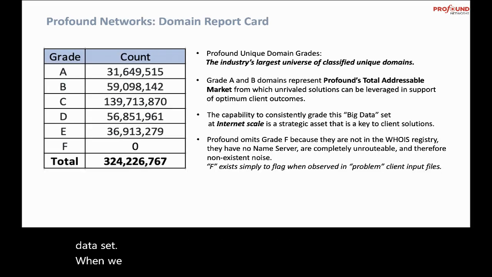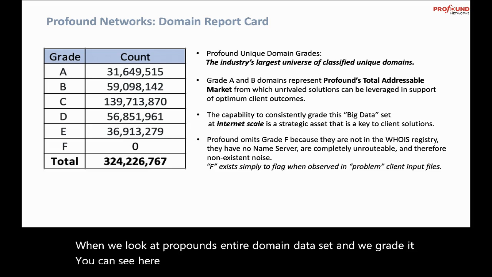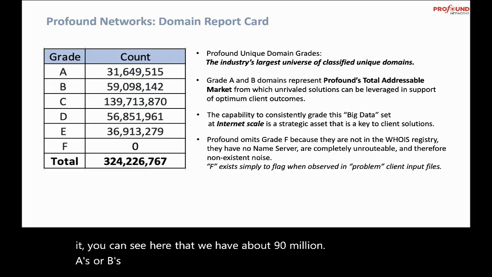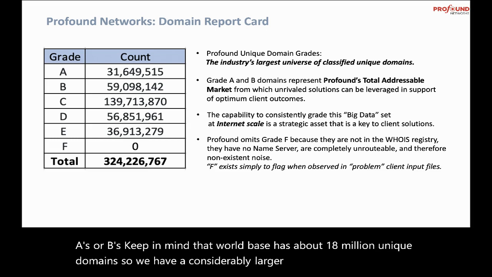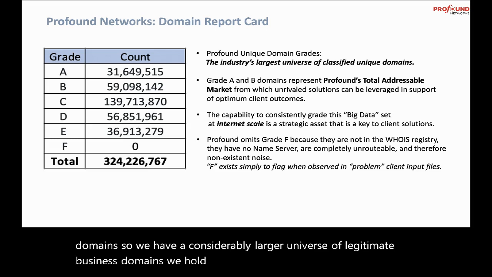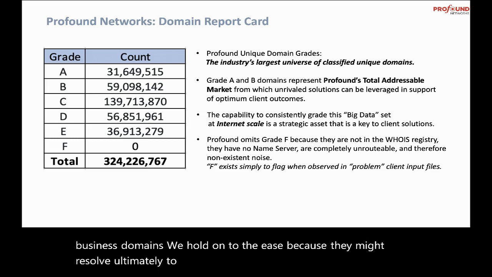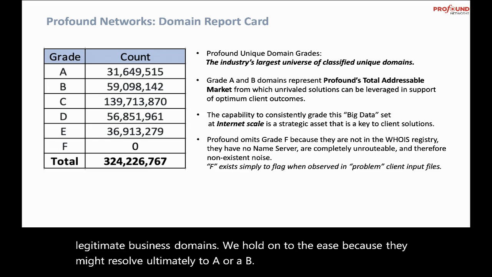When we look at Profound's entire domain data set and we grade it, you can see here that we have about 90 million A's or B's. Keep in mind that WorldBase has about 18 million unique domains. So we have a considerably larger universe of legitimate business domains. We hold on to the E's because they might resolve ultimately to an A or a B. They just are not active yet.